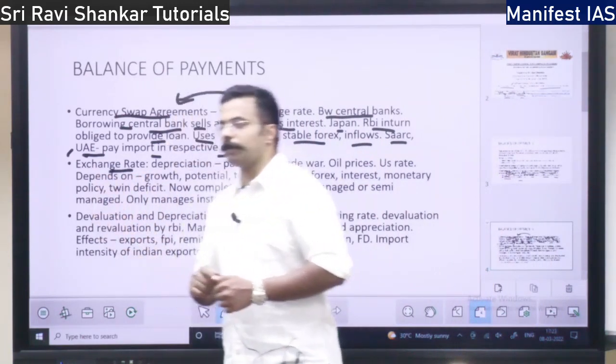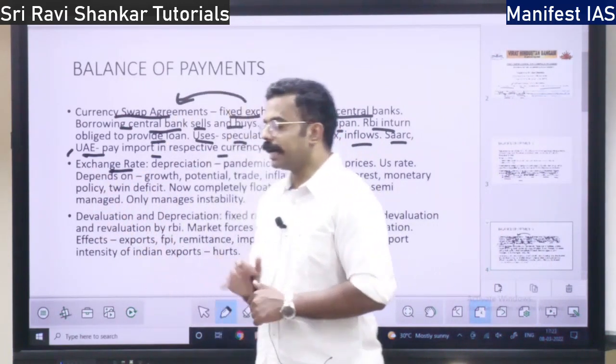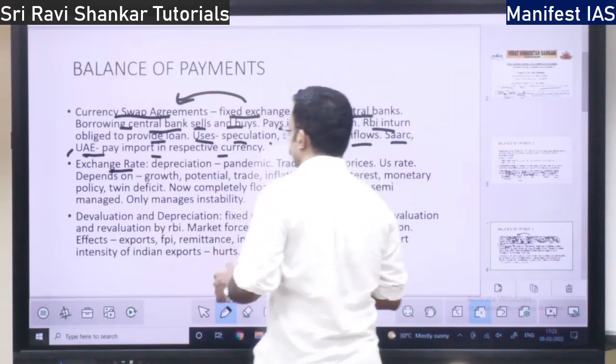Then we have the concept of exchange rate. I have told you about exchange rate, market exchange rate, and various other exchange rates.